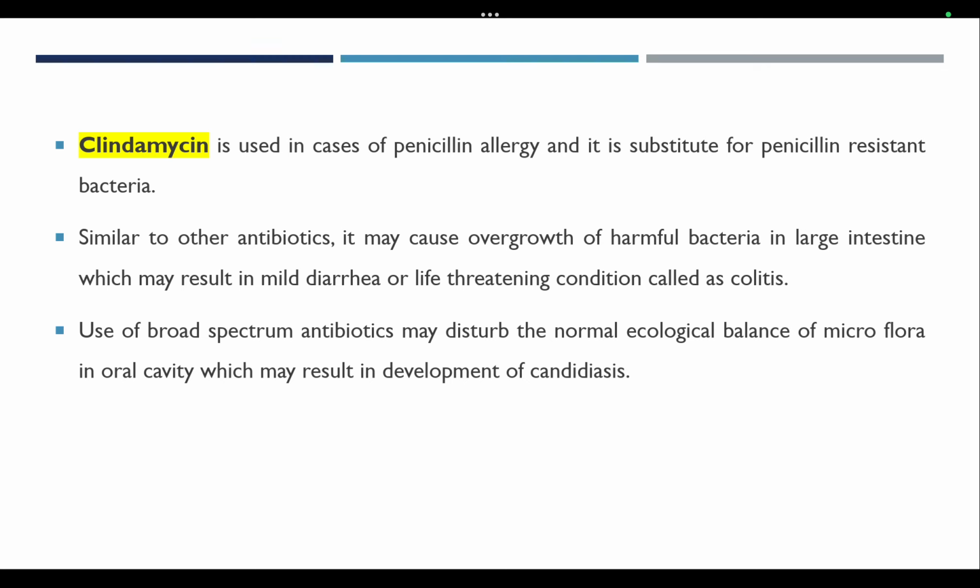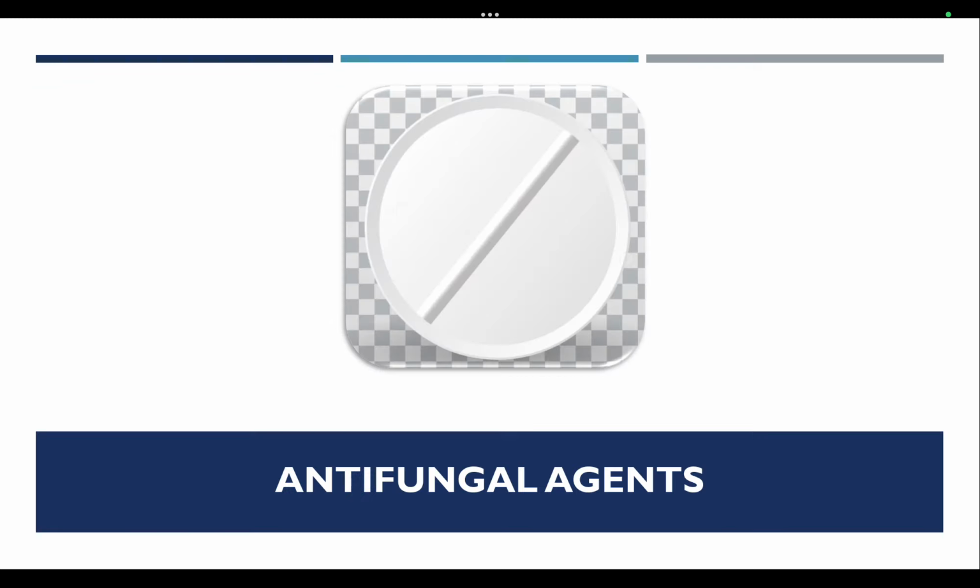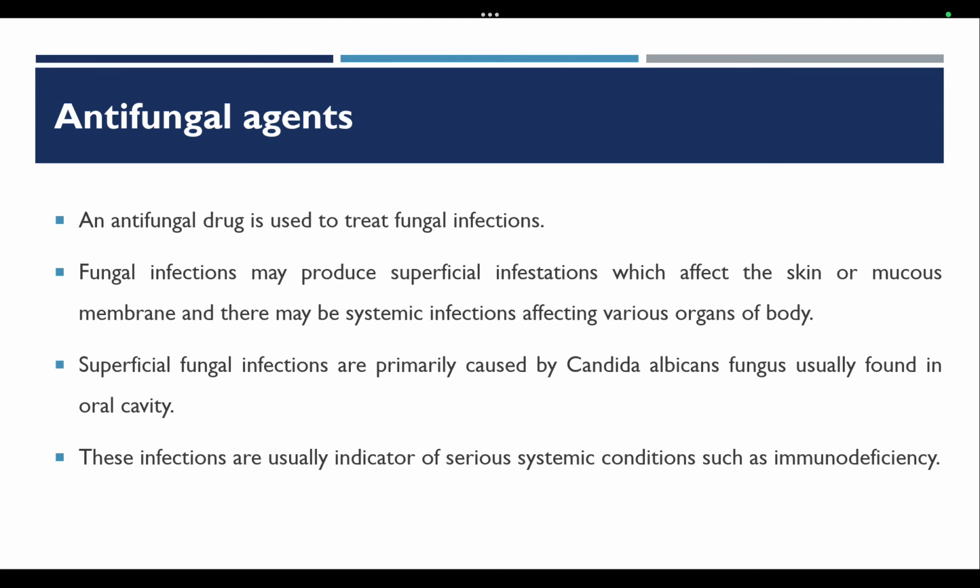In addition to resistant bacteria, the use of broad spectrum antibiotics can disturb the balance of the microflora in the oral cavity, resulting in development of candidal infections, candidosis, for example. So, related to candidosis, let's move to the antifungal agents.